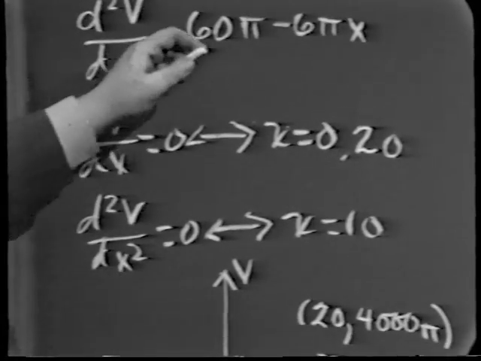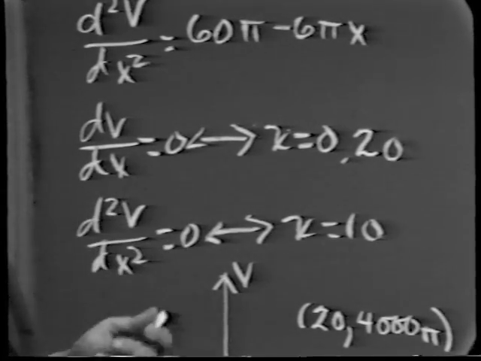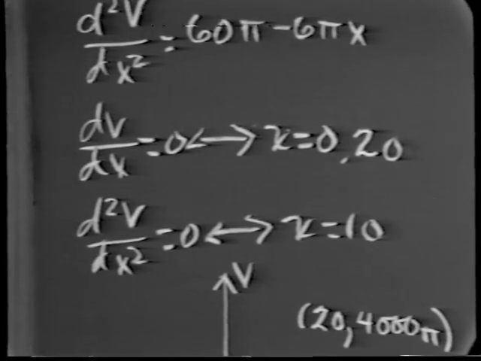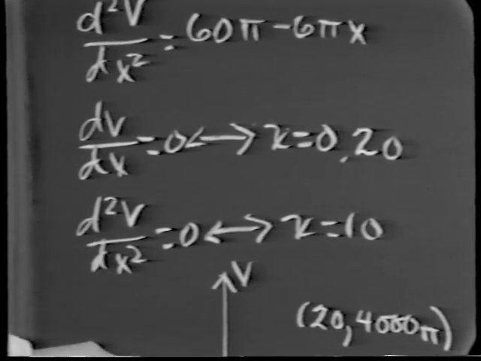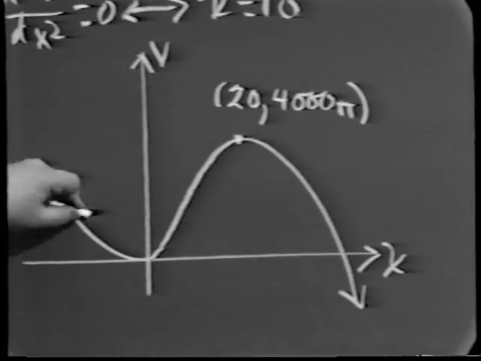I leave these details to you because after the homework assignment you did last time, these should be fairly trivial exercises to do. But the idea is if you now utilize all of this information, you find that if you plot v versus x, you get a graph something like this.